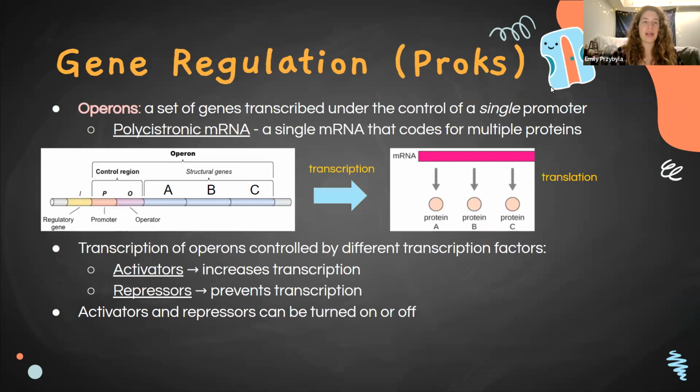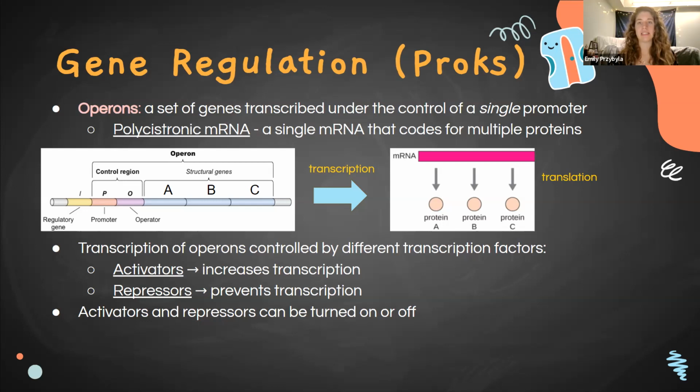So gene regulation in prokaryotes: operons. This week, we're looking at the trp operon, which is my favorite topic ever. An operon is a set of genes that is transcribed under the same promoter. So that's one promoter that transcribes multiple genes. We don't have these in eukaryotes.